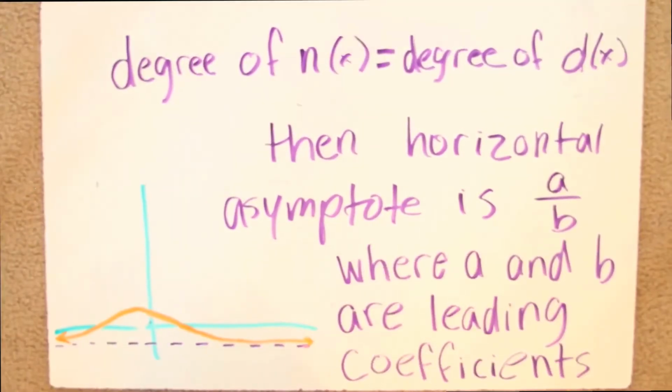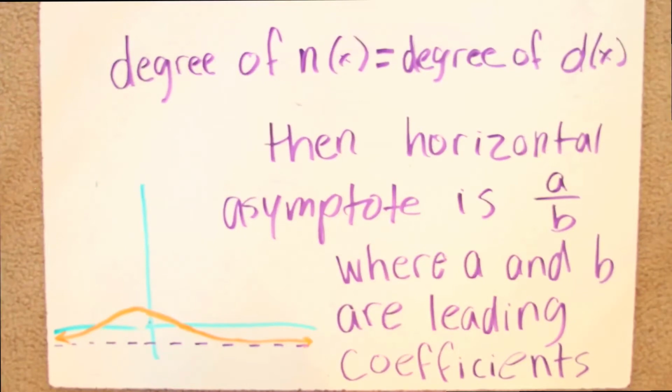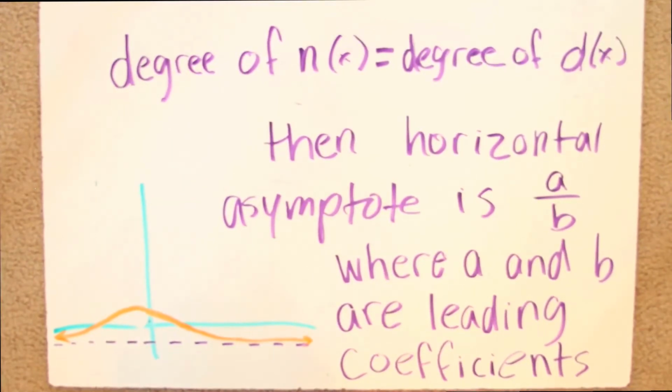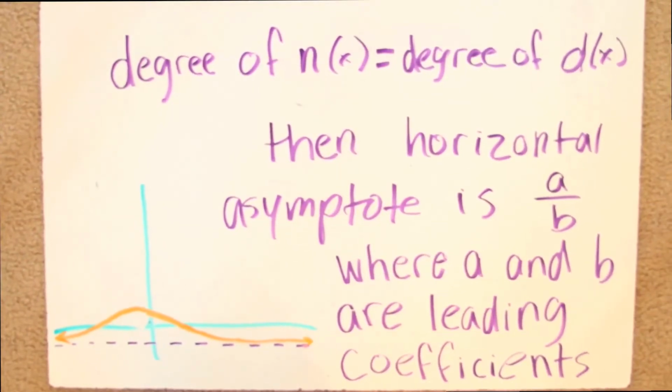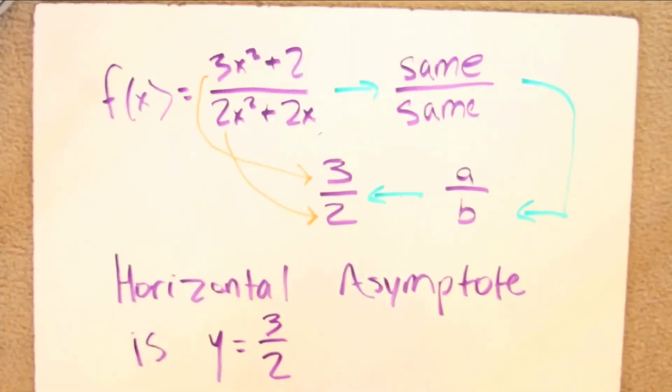If the degree of n of x is equal to the degree of d of x, the horizontal asymptote is the leading coefficient of n of x over the leading coefficient of d of x, so a over b. For example, with 3x squared plus 2 over 2x squared plus 2x, the leading coefficients are 3 over 2, which is the horizontal asymptote.